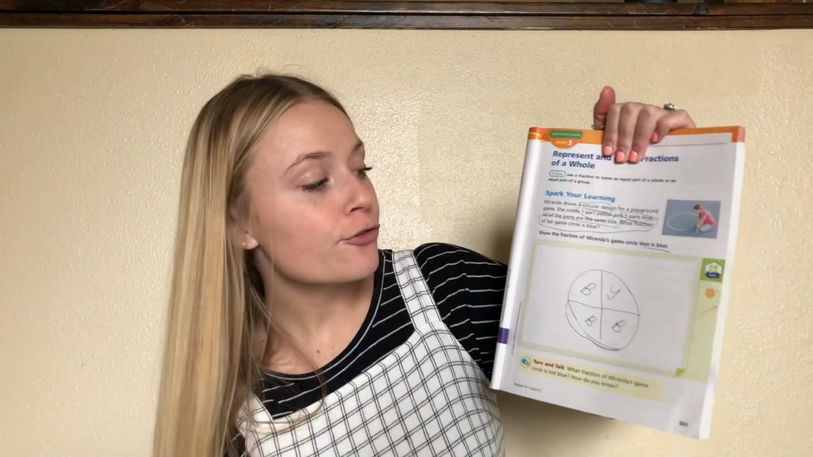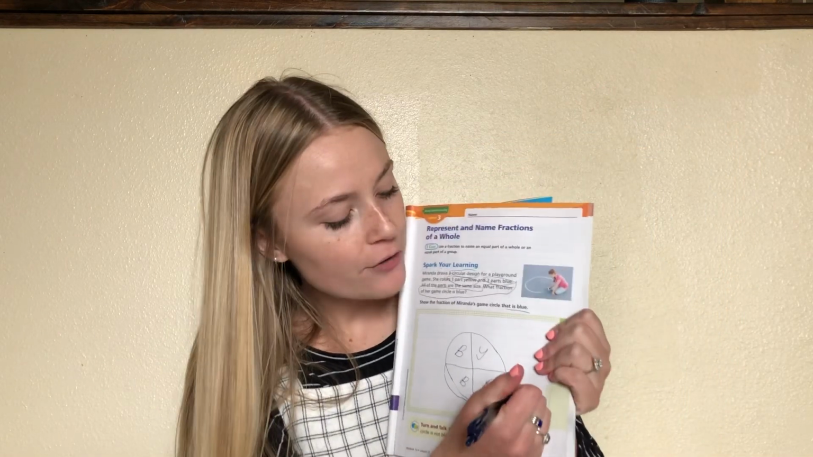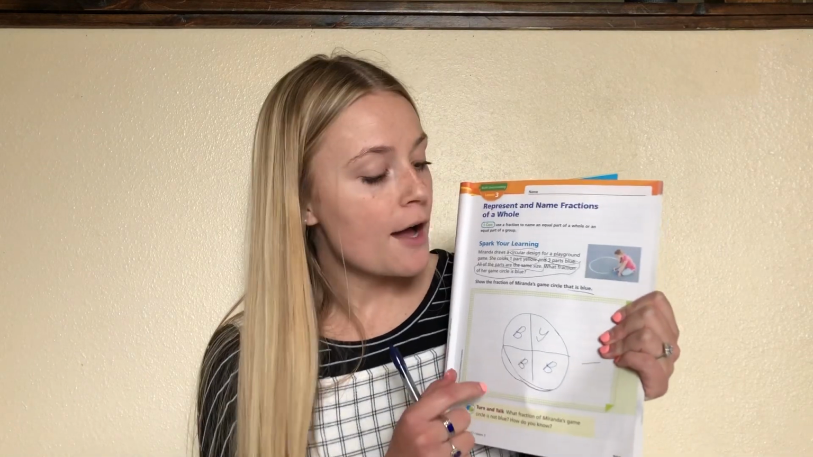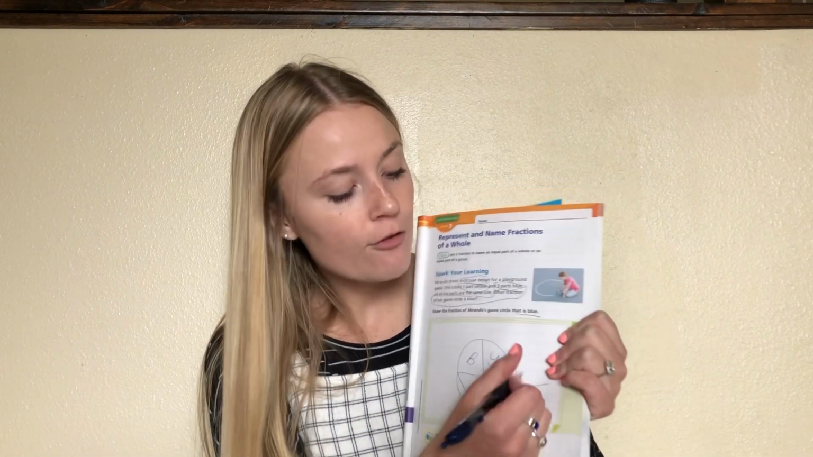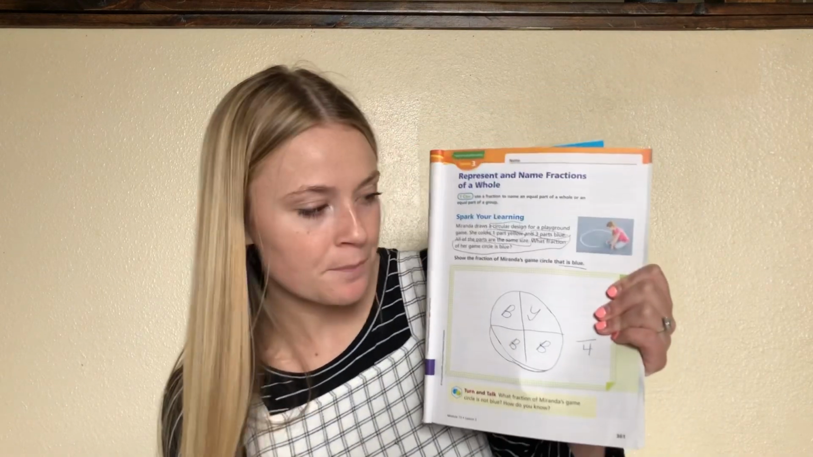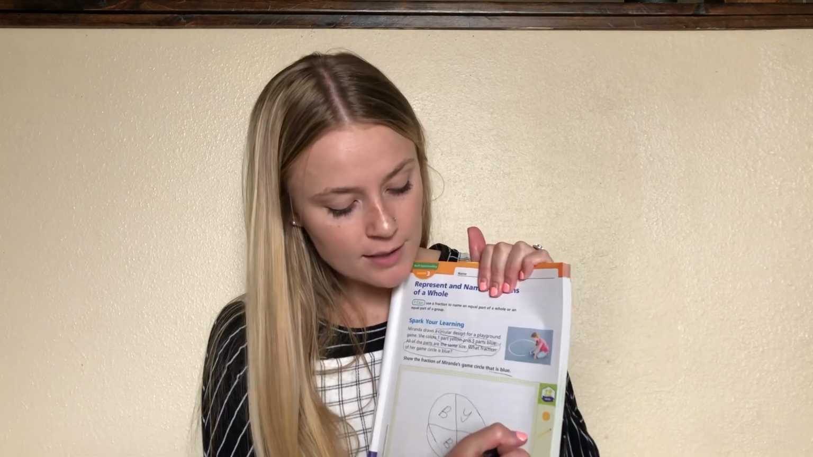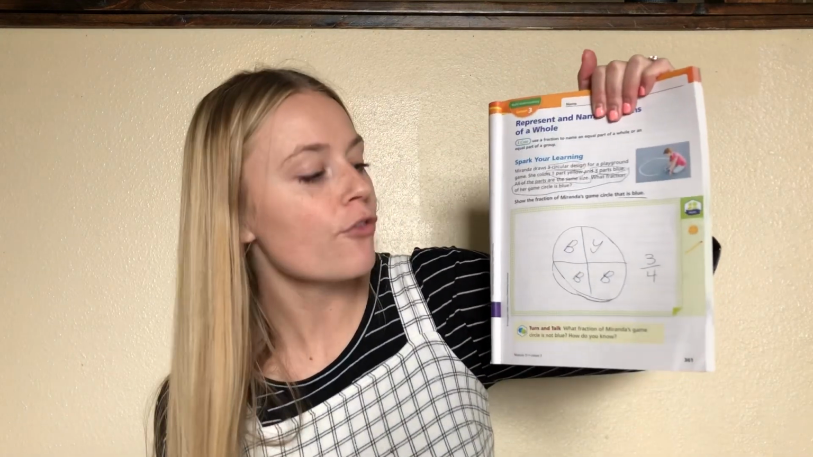Now I'm going to write the fraction of Miranda's game circle that is blue. I know that in fractions, the bottom number is my denominator, and that tells me how many pieces of the whole there are. I have 1, 2, 3, 4, so that number goes on the bottom. The number on top is the number that I'm counting. So what am I counting? I'm focusing on the blue, so that's what I'm going to count. 1, 2, 3 blue parts. So my fraction will be 3/4, 3 over 4.